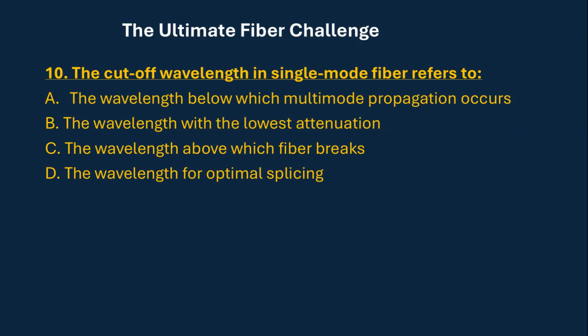10. The cutoff wavelength in single-mode fiber refers to: A. The wavelength below which multimode propagation occurs. B. The wavelength with the lowest attenuation. C. The wavelength above which fiber breaks. D. The wavelength for optimal splicing. The correct answer is A. Cutoff wavelength is the wavelength below which multimode propagation occurs.